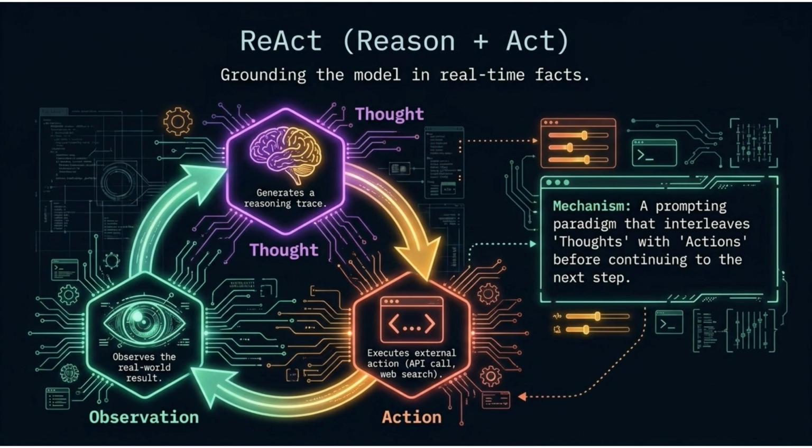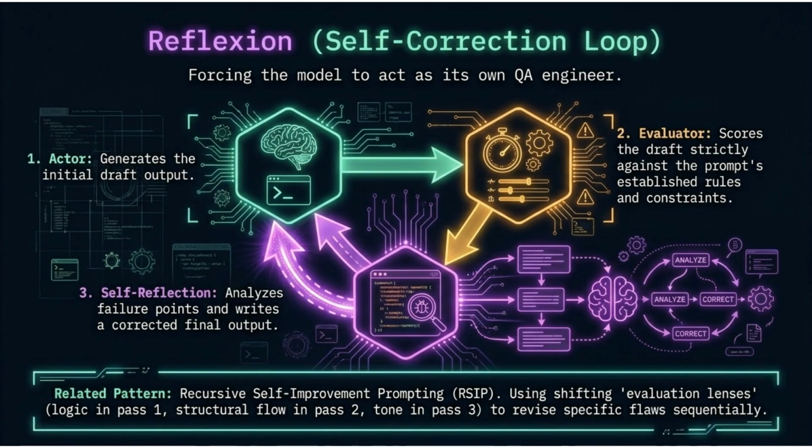ReAct, which means reason plus act, grounds the model in real-time facts. This prompting paradigm interweaves thoughts with actions, before continuing to the next step, using observation to guide the process. This video shows the process of using the ReAct mechanism to dynamically complete a task. The mechanism executes external actions based on its reasoning.